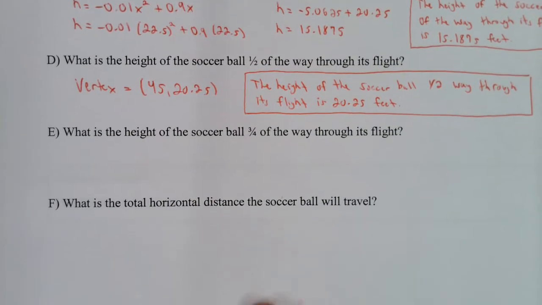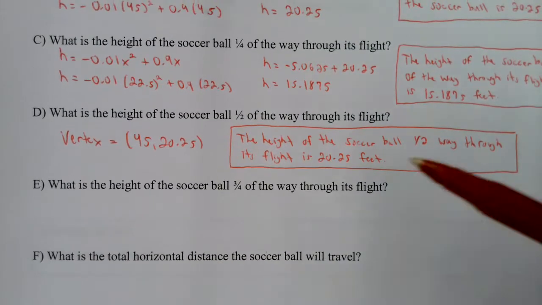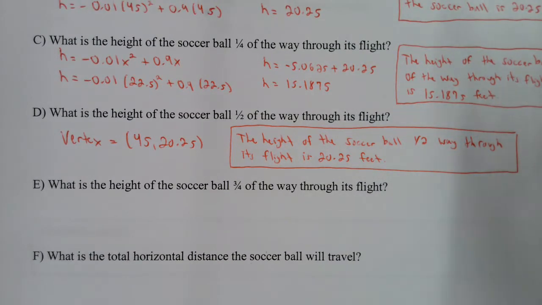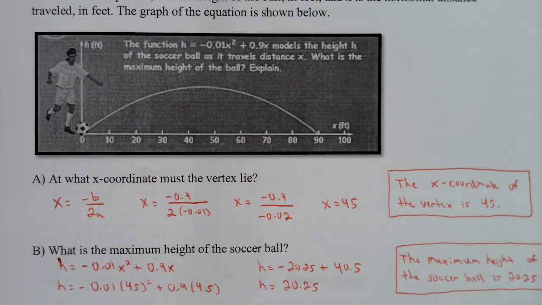What is the height of the soccer ball 3/4 of the way through its flight? Now think about it. It should be the same exact answer as C, because 1/4 is the same as 3/4 for this diagram, because you're starting at the ground. Well, let's do it out just to be sure.